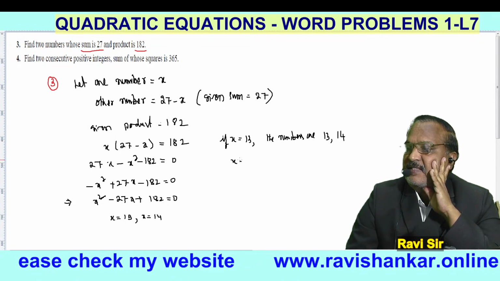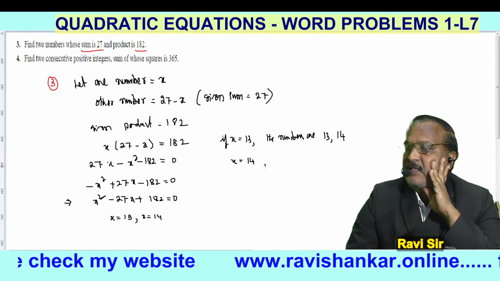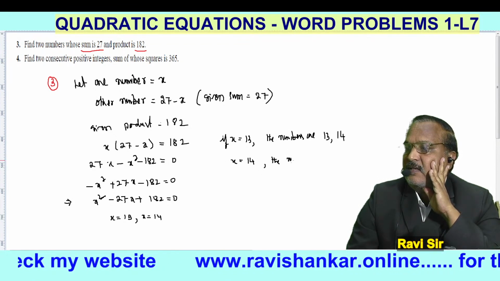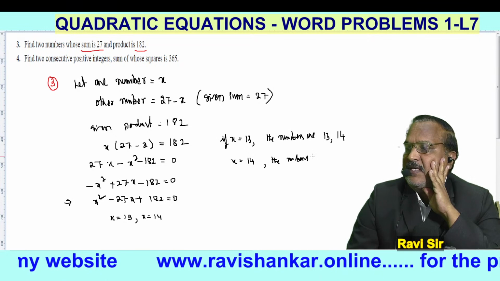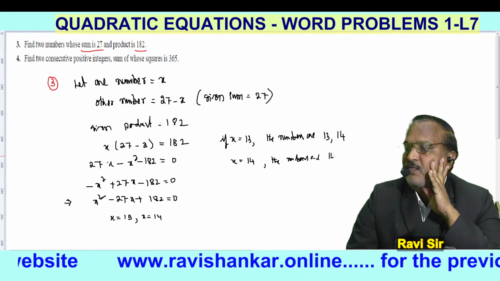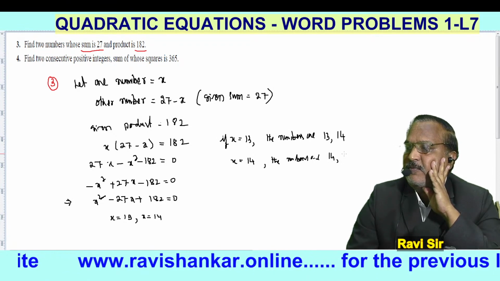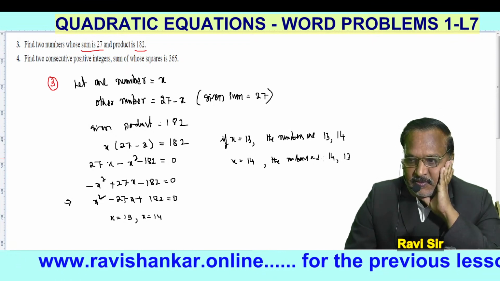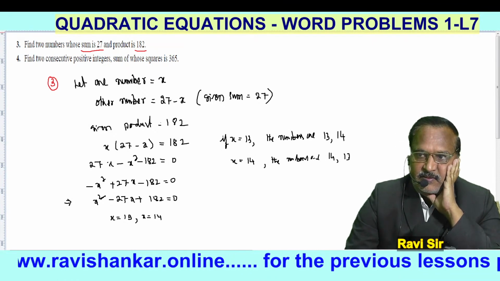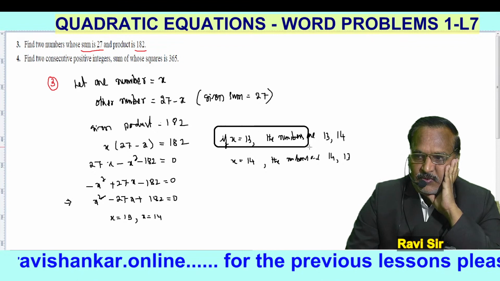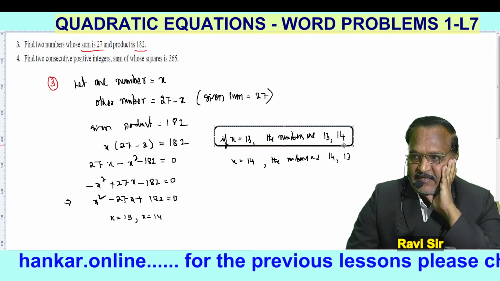Okay, if x is equal to 14, the numbers are, in both the cases you will be getting the same. 14 is one number, 27 minus 14 is 13. So why am I telling this? Is it needed to write these two? Better you check it out.